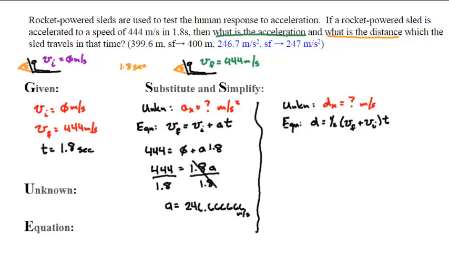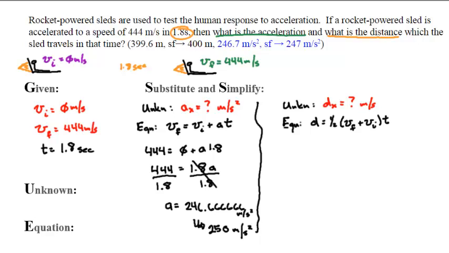meters per second squared. If I take a look, I see that my time has two significant figures, so therefore my answer is going to have two significant figures, and I'm going to respond 250 meters per second squared.